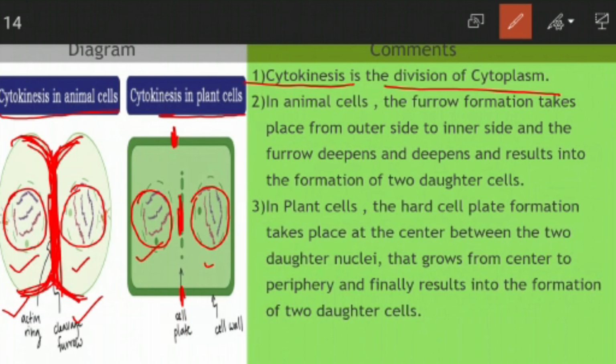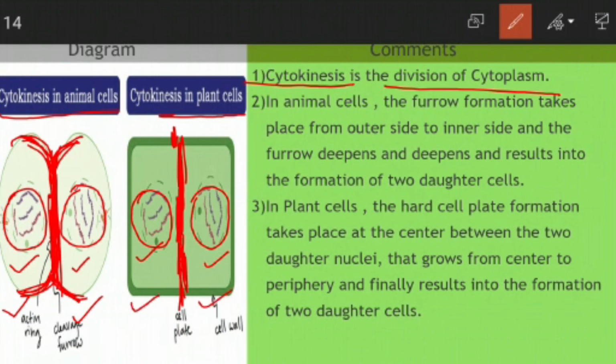These are two daughter nuclei. Cytoplasmic division should take place. So what happens? How is the cytoplasm going to divide? Here, in between the two nuclei, cell plate formation takes place at the center, which proceeds towards the periphery, and finally it results in the formation of two daughter cells.